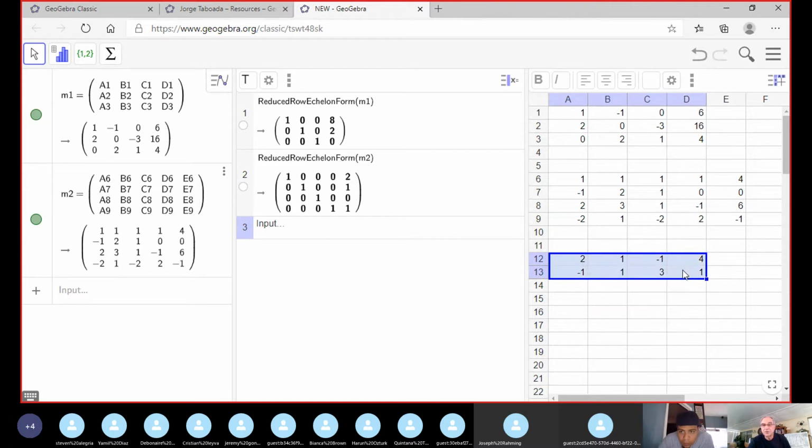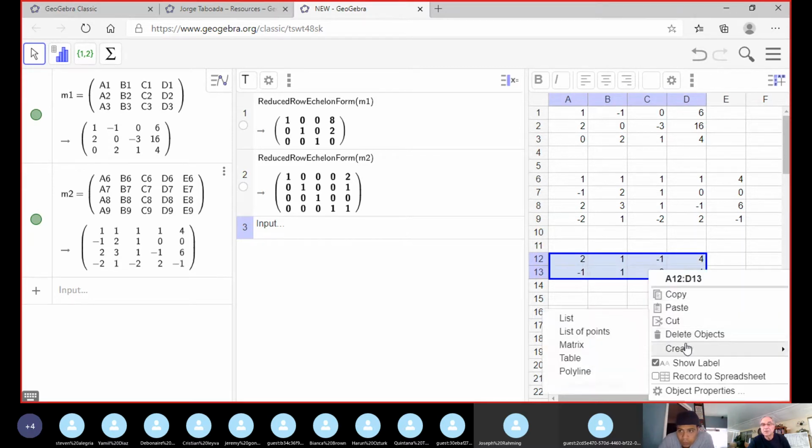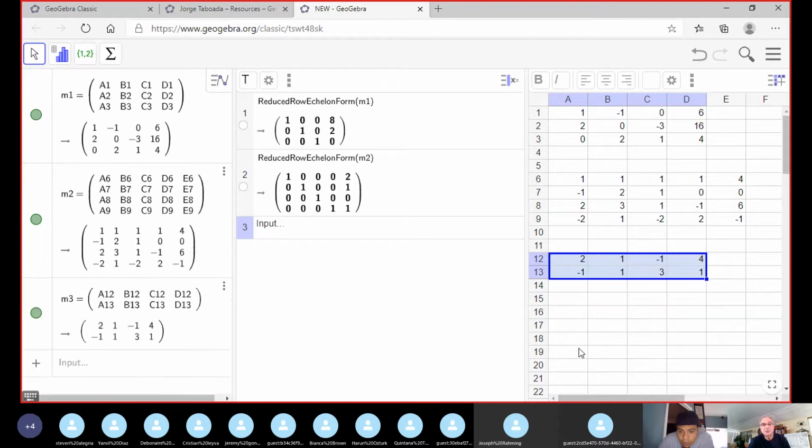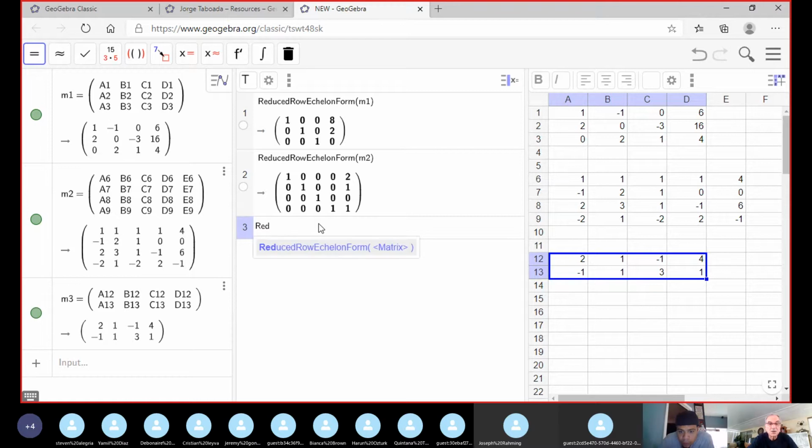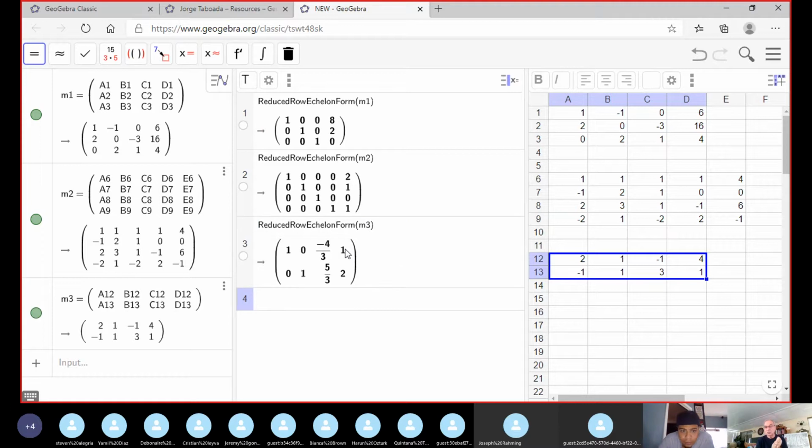You select everything, create the matrix. Create matrix. Oh, I checked the numbers. It's okay. Everything okay. Now I solve using reduced echelon. Reduced echelon of the matrix I call M3. Press enter. Boom. This is the answer. Wow. What the hell is that? I need to understand this. This is really fantastic. Look at that.